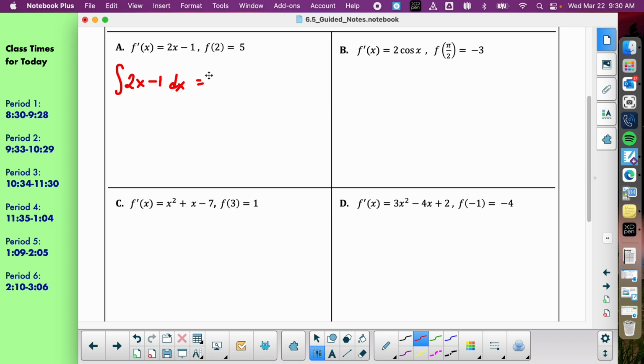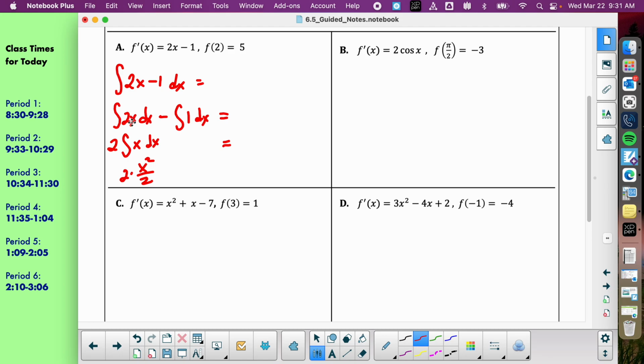Okay, James, how do I integrate that? How would you integrate it? Like this? Okay, perfect. So the power rule, you added 1 divided by the new power, and then you have the 2 out front. If you decide to leave the 2 in, it works the exact same way.